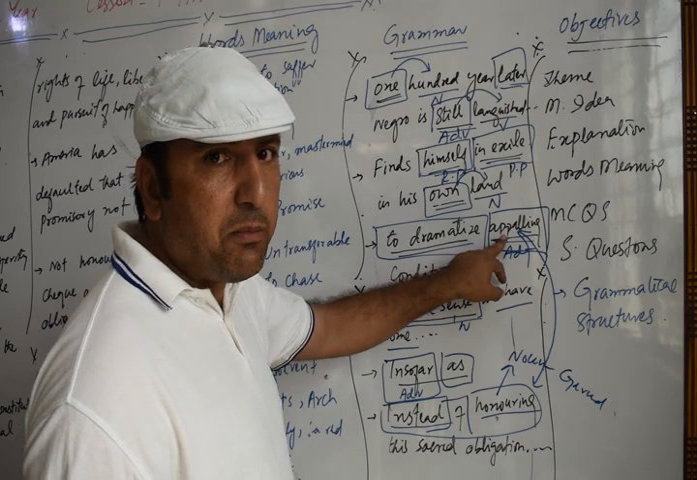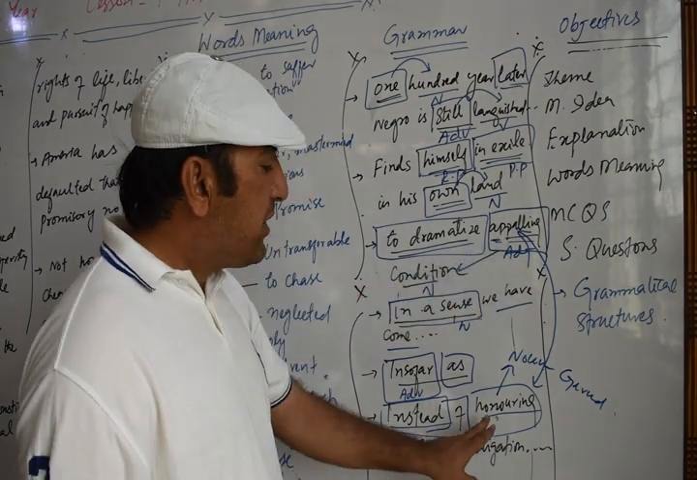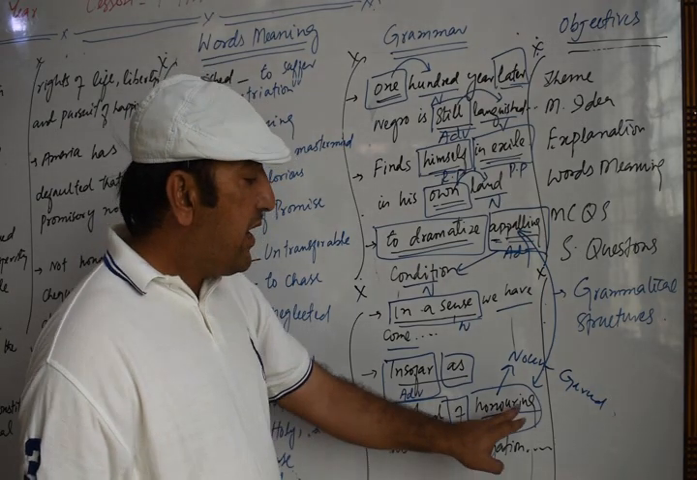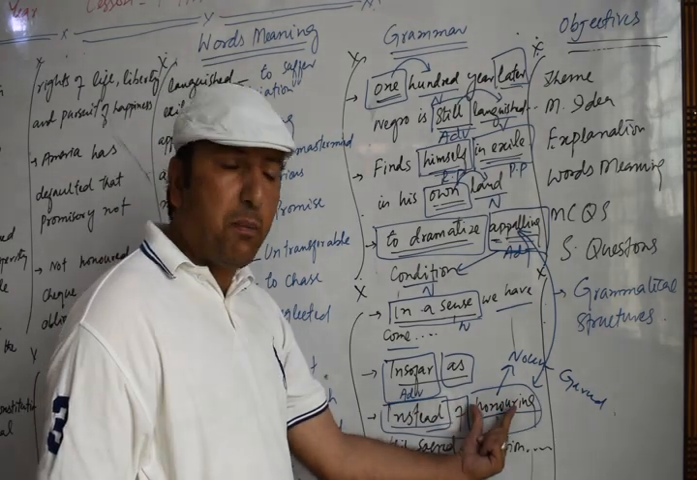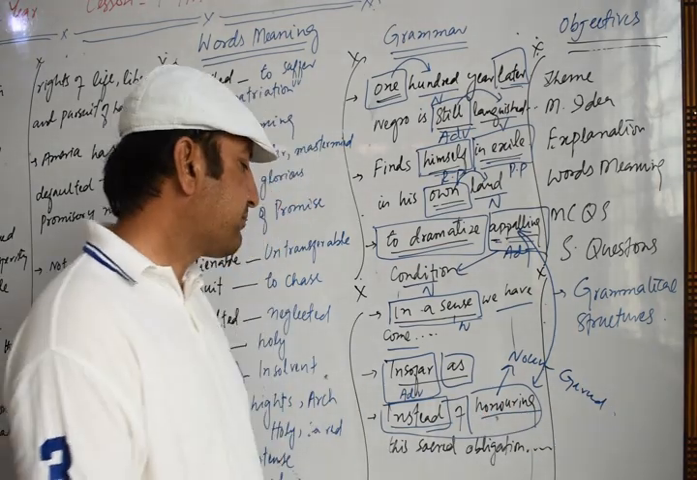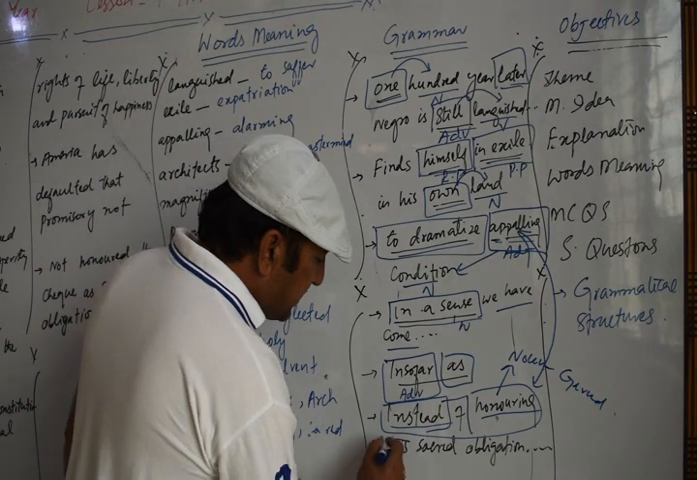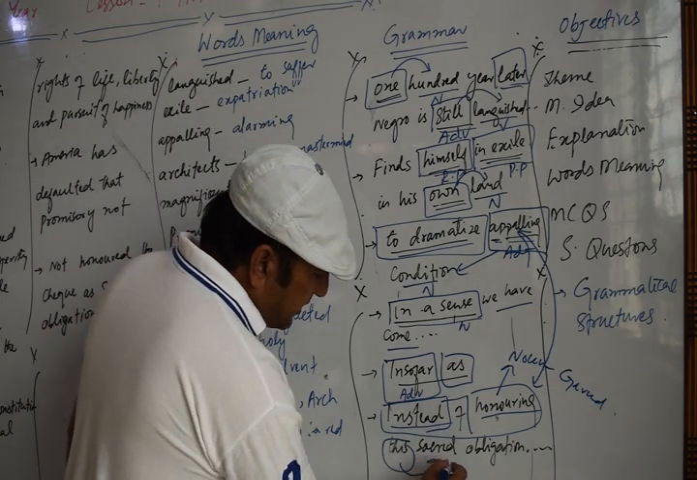A present participle can be used as an adjective. It is also a combination of verb plus "ing." But here honor is the verb, plus "ing." It is also a combination of verb plus "ing," but here it works as a noun. So we call it a gerund. This is a gerund.